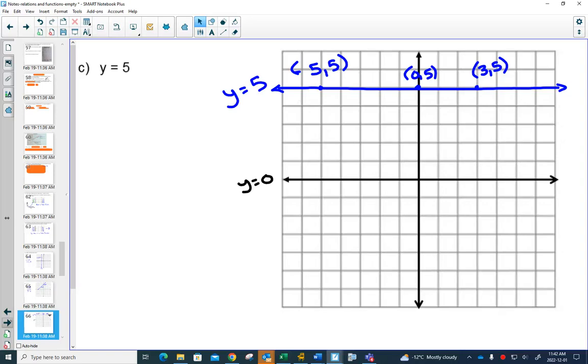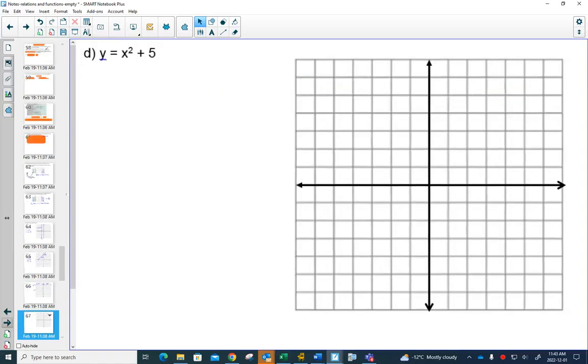And the last graph that we're going to do today, this one is not a line, because we have a y but we don't have just one x, we have an x squared. So what is this going to look like? We're not sure. We know that it's not a straight line. We might have to do a bunch of points to really figure out its shape.